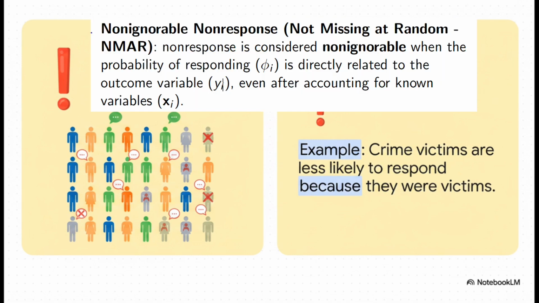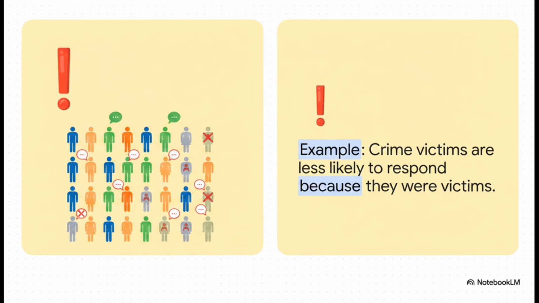And the third and toughest mechanism is NMAR, not missing at random. Here, the motive is the secret itself. The probability of someone responding is directly tied to the answer they would have given. So in our crime survey, this would mean that people who were victims of a crime are less likely to respond precisely because they were victims. The very thing we want to measure is what's causing the data to go missing.